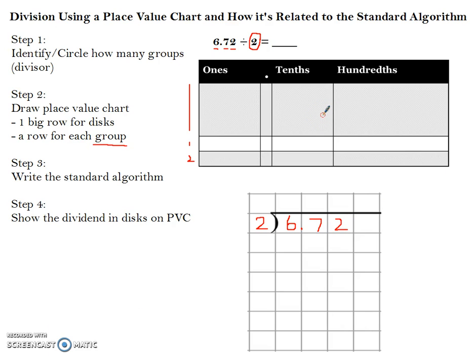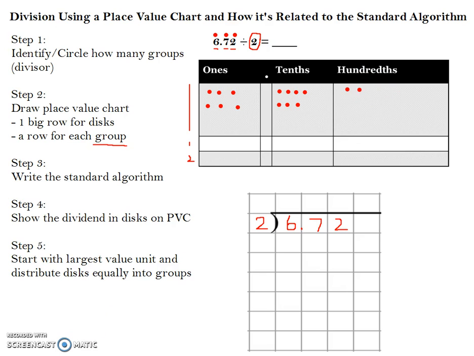Now for step 4, we want to show the dividend in discs. In my ones, I have 6 because in my dividend, my ones column has a 6. In my tenths, I have 7, so I'm going to show 7 tenths. And then in my hundredths column, I have 2. This right here represents 6.72.